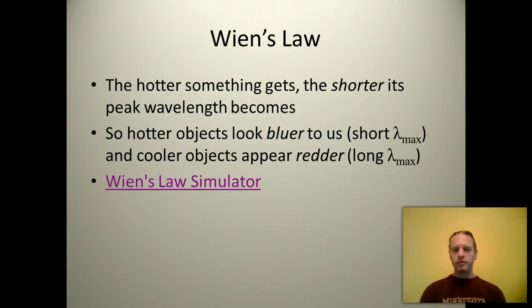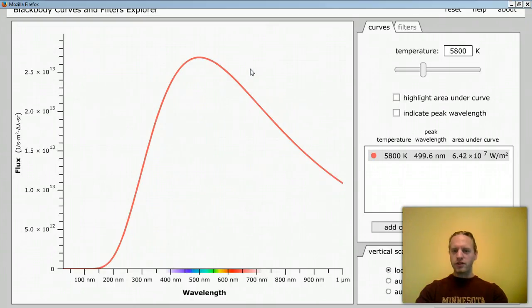Now, there's a cool simulator that is actually going to be in your lab this week or next. I'm not quite sure which. But so we can actually simulate exactly what the spectrum of light given off by objects at different temperatures is.